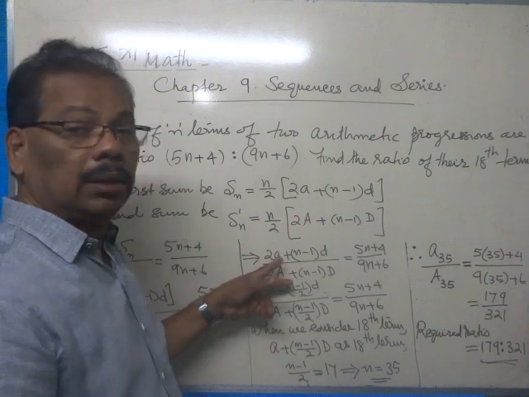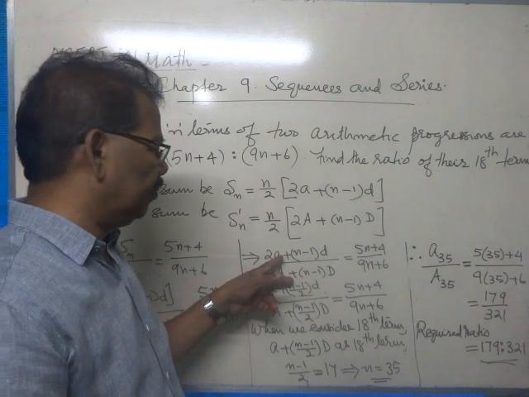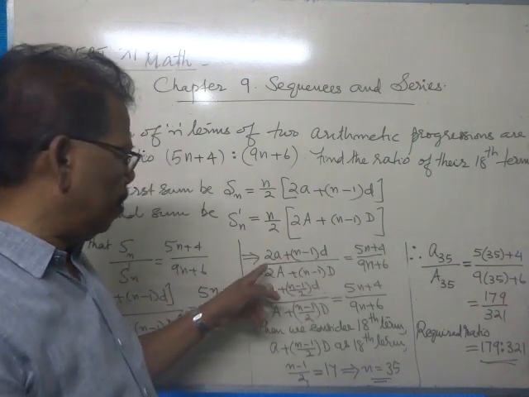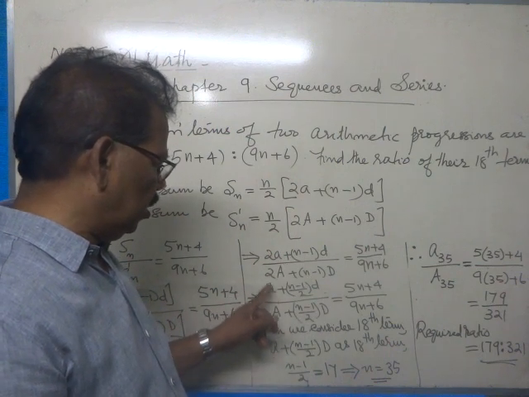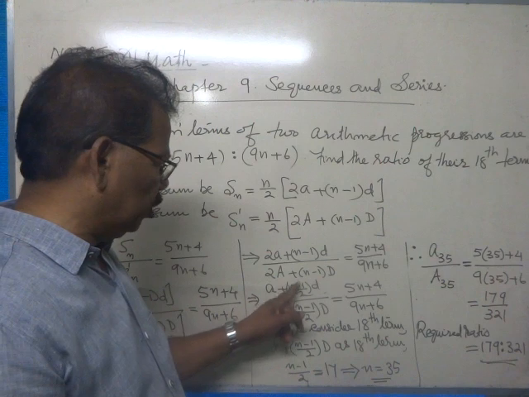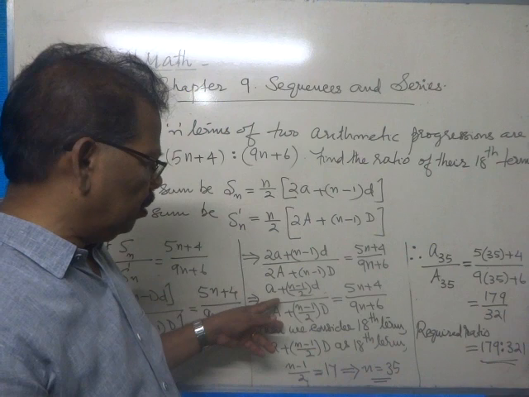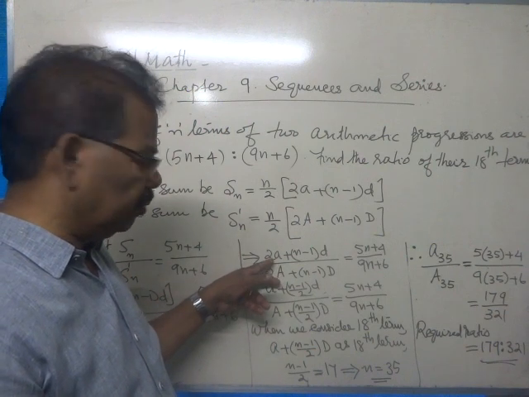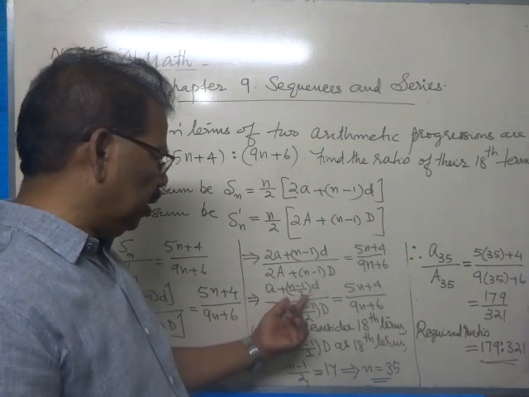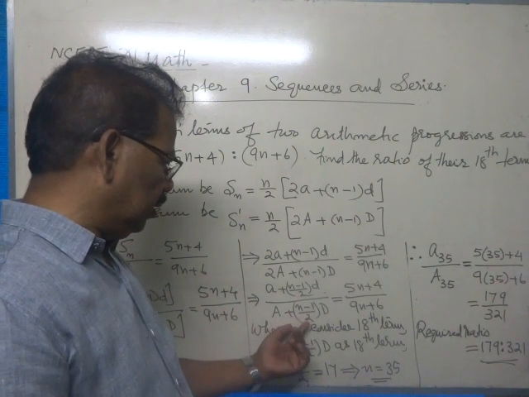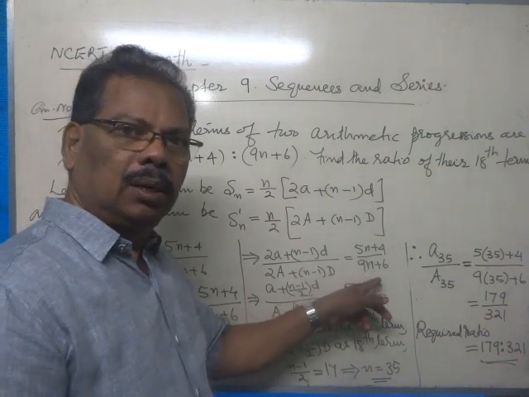Now dividing the numerator and denominator of the left hand side by 2, we have 2a by 2 and (n minus 1) by 2 into d, and 2A by 2 and (n minus 1) by 2 into D. That means we have divided both numerator and denominator of the left hand side by 2. Here it is a plus (n minus 1) by 2 d. Here it is capital A plus (n minus 1) by 2 capital D. Right side remaining as it is.